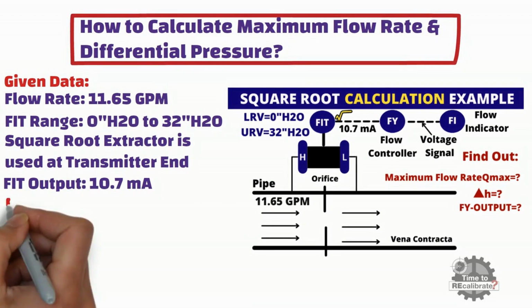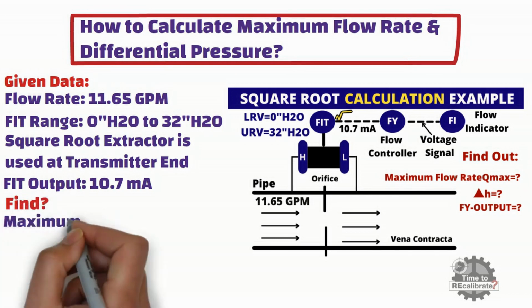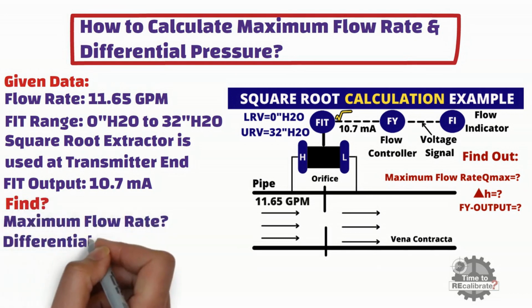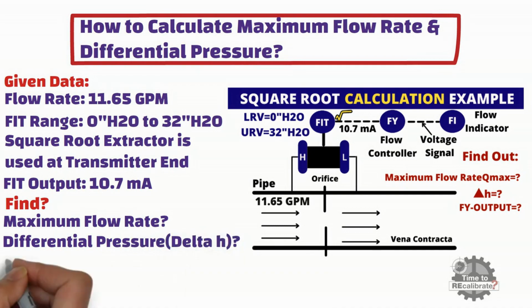Now, by using this information, calculate maximum flow rate. Then find differential pressure. Lastly, calculate flow controller output.